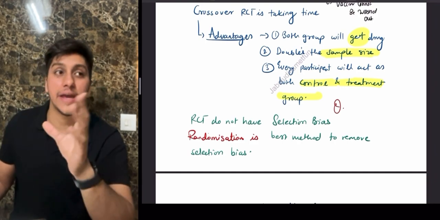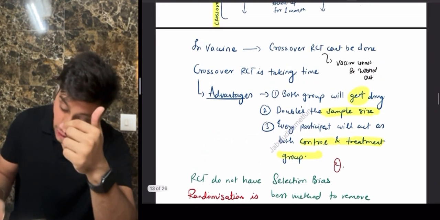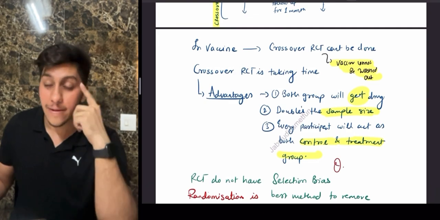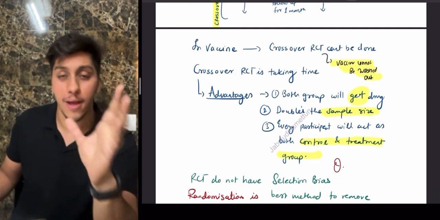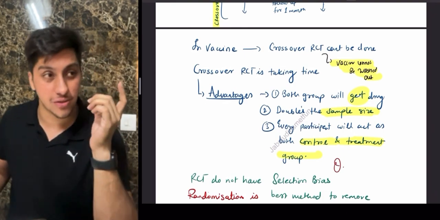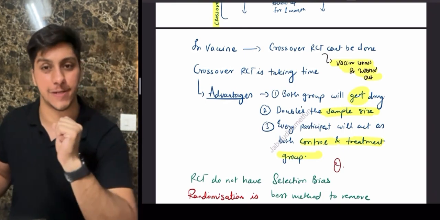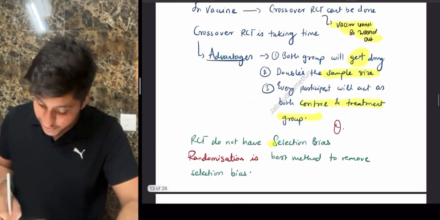Now something like vaccines cannot be done by crossover RCT, because you will never have a washout of a vaccine, because we still cannot clear it out. For example, drugs can be metabolized by the liver, right? But vaccines cannot. So that's why in case of a vaccine study, you can only use parallel RCT and not crossover RCT.